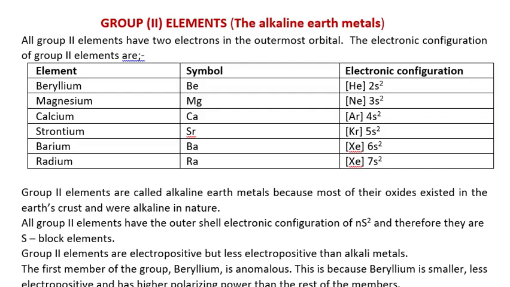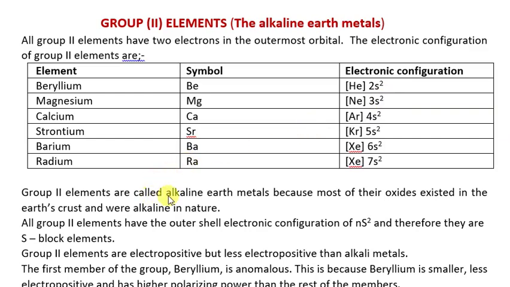The electronic configuration of group 2 elements ni kama ambavyo unaweza kuona kwenye table. So we have beryllium, the first member, followed by magnesium, calcium, strontium, barium, and then finally radium. So electronic configuration inakuwa na 2 electrons in the s orbital.